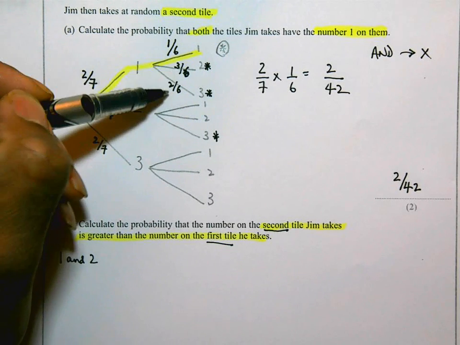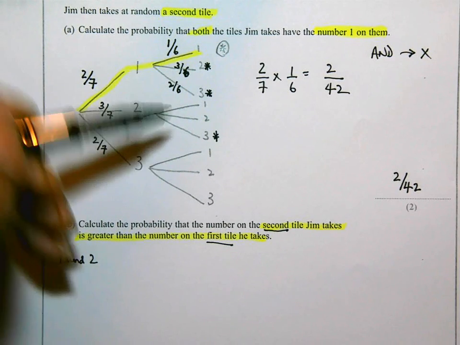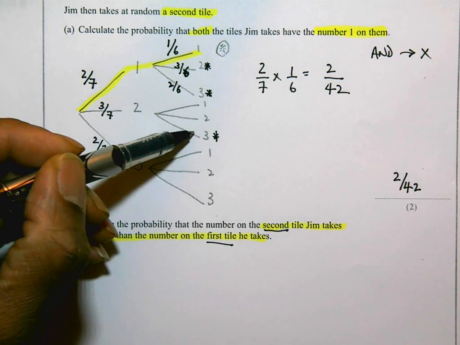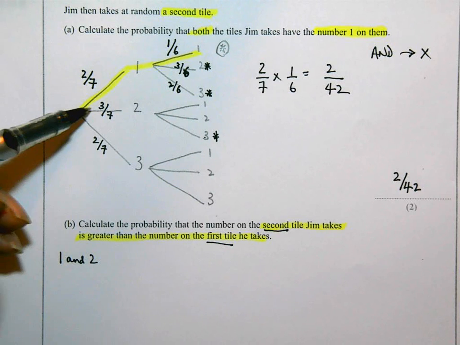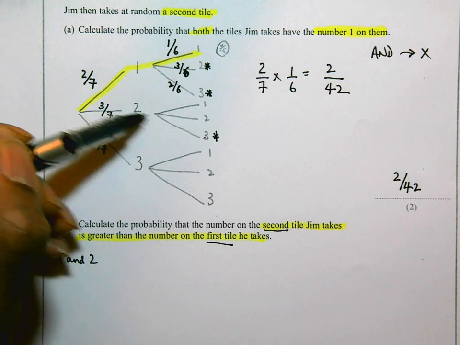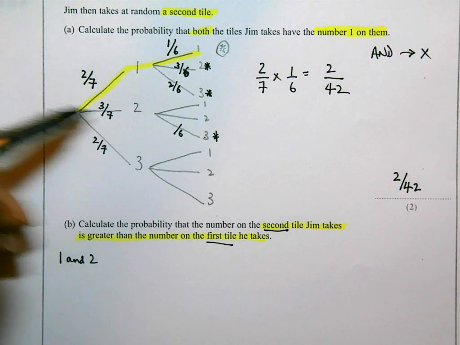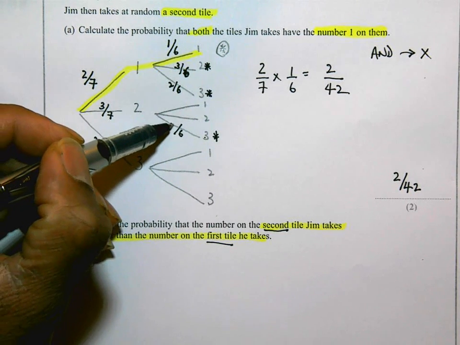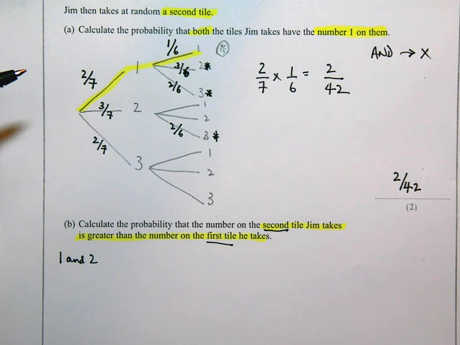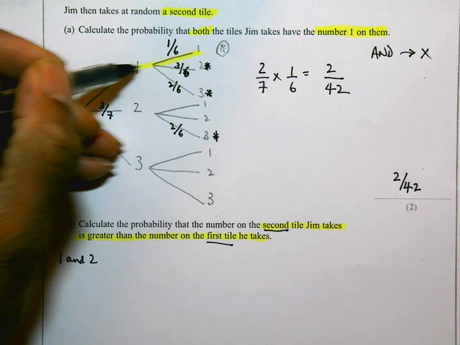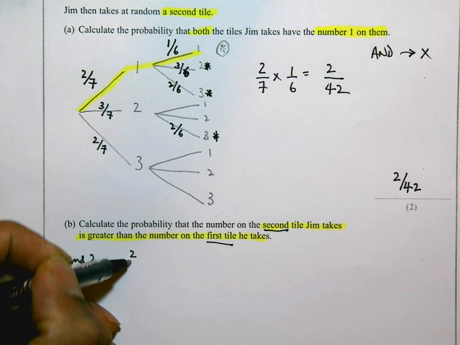And all I need to do here is to work out the probability of picking a 3 here the second time round. So if you picked a 2 the first time, there'll be 6 tiles left behind, and how many 3's were there? There were 2 3's, so that would be 2 out of 6. Okay, so to work out the probability of picking a 1 and then a 2, it's going to be 2 over 7 times 3 over 6.